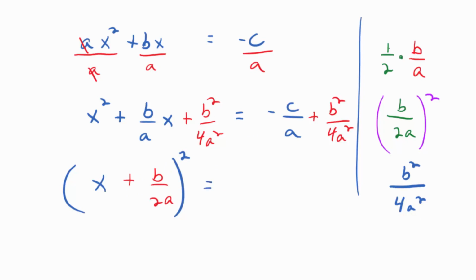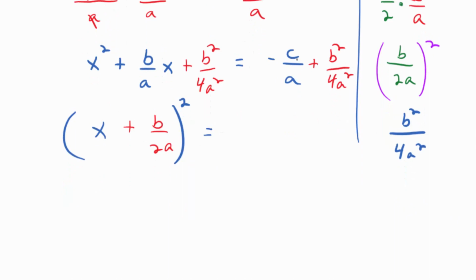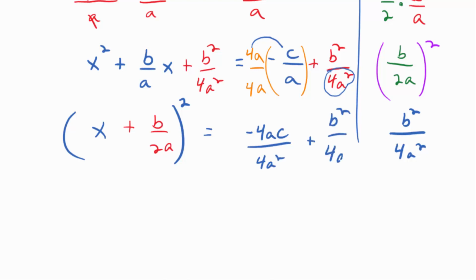Equals, okay, a little bit of scratch work here. I'll do it quickly because we're running out of time. I need a common denominator on the right side, just like in the last problem. The common denominator will be 4a squared. So what do I multiply the negative c over a by to get 4a squared? Well, I need a 4 and I need an a. I already have a factor of a, so top and bottom. Which gives you, on top, negative 4ac over 4a squared. And then you still have the plus b squared over 4a squared.